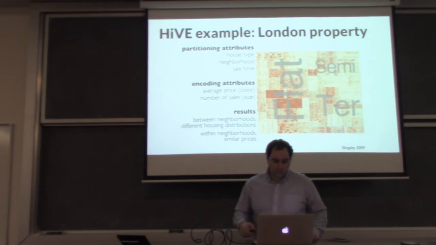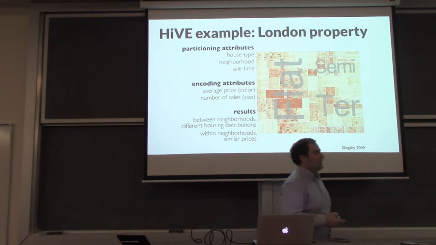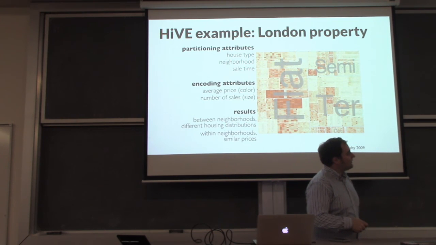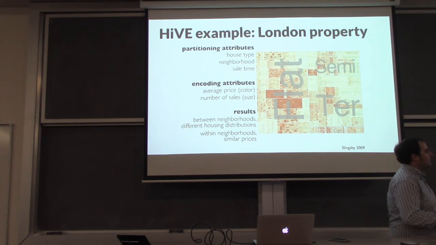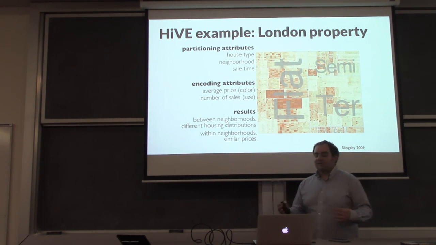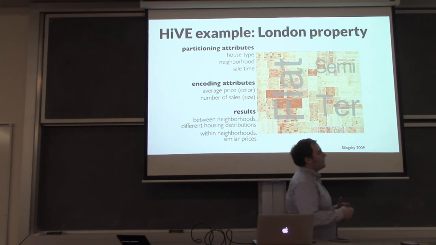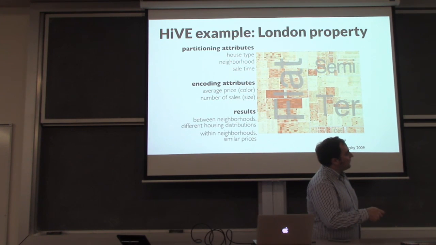There's a tool called Hive that allows you to take any data attribute and partition it dynamically. What you see here is a map of the London property market. You have property sales across years, across months, in various boroughs, in various quarters of the city, and you also have house types. Here, it is partitioned first by house type, then by neighborhood, and then by sale types. You have encoded the average price in color and the number of sales in size.